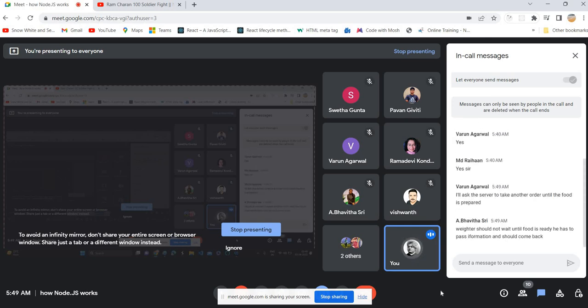I'm not asking about the server. I'm just asking about the restaurant. Okay, we got the answer. I will ask the server to take another order until the food is prepared. The waiter should not wait until the food is ready. He has to pass the information and come back. Yes, that's perfect. Simple solution, right?